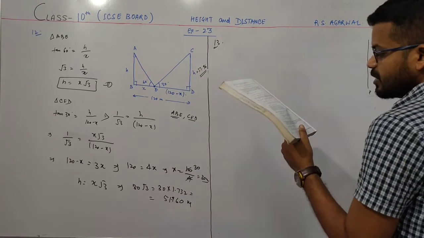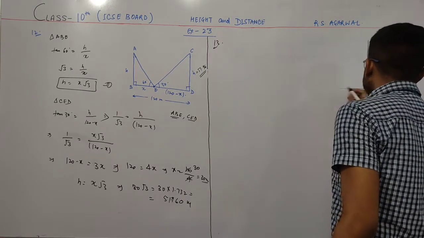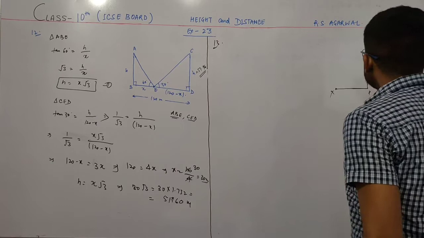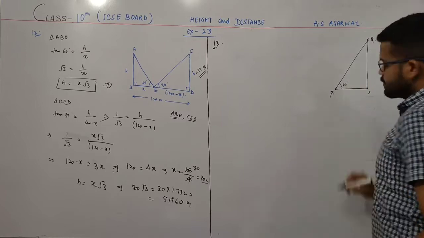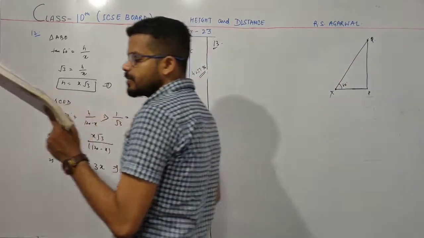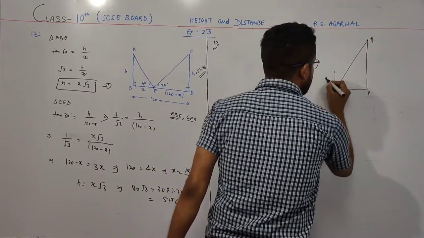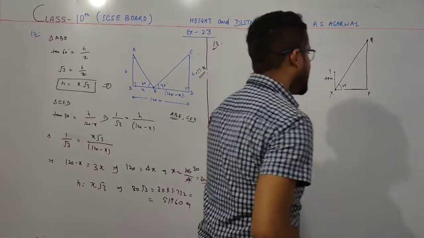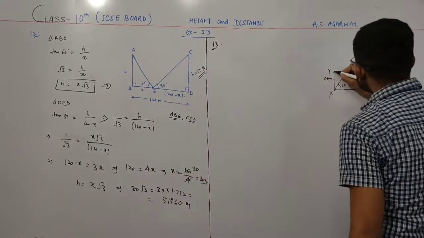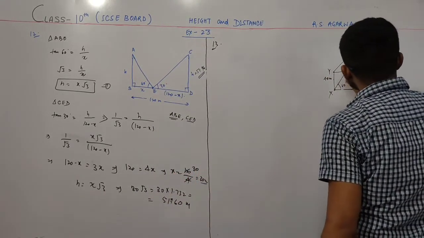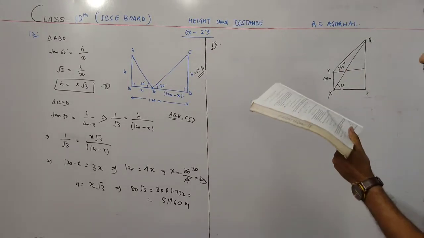The angle of elevation from a point X on the ground is 60 degrees. At a point Y, 40 meters vertically above X, the angle of elevation is 45 degrees. Now find the height of the tower PQ.